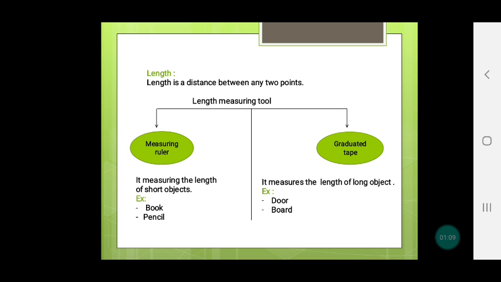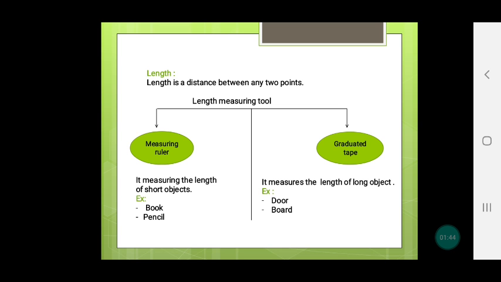Now we'll talk about the next point in our lesson today, which is the length. The length is defined as the distance between any 2 points. So if I ask you, if you look at any distance between any 2 points, can you measure the value of this length? No, you have to have a tool to measure this length.